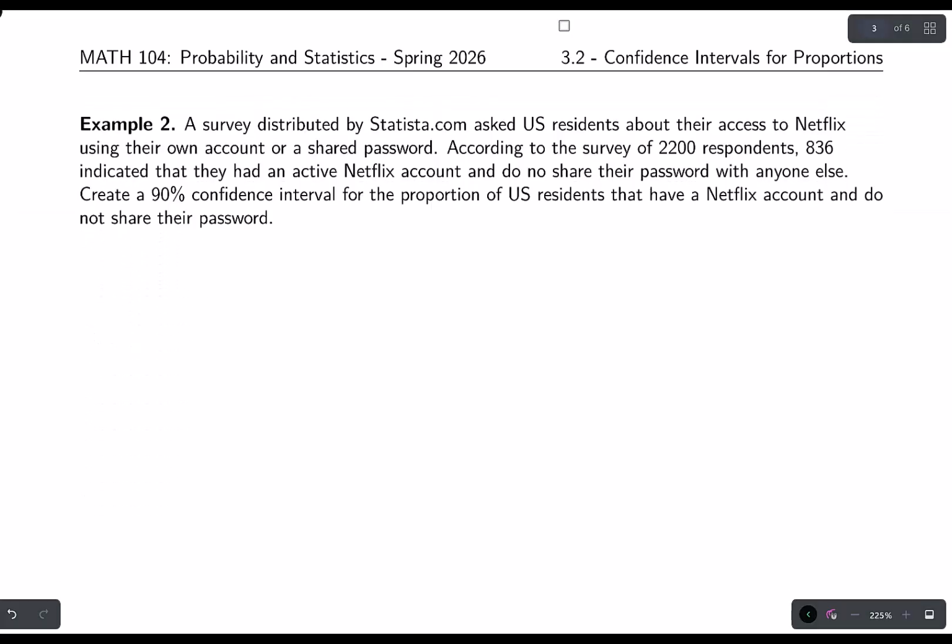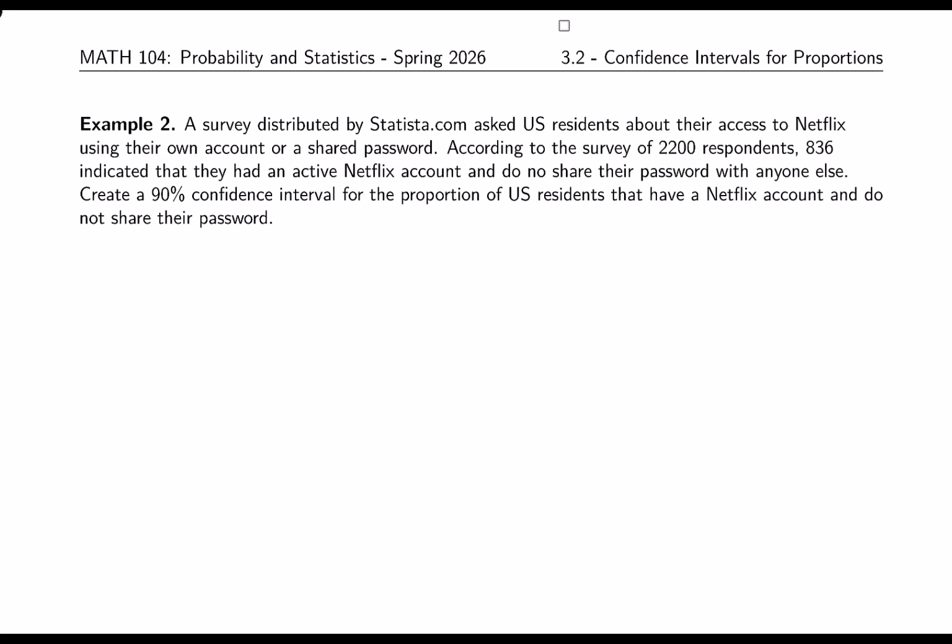Let's take a look at some examples. A survey distributed by Statista.com asked U.S. residents about their access to Netflix using their own account or a shared password. According to the survey of 2,200 respondents, 836 indicated that they had an active Netflix account and do not share their password with anyone else. Create a 90% confidence interval for the proportion of U.S. residents that have a Netflix account and do not share their password.